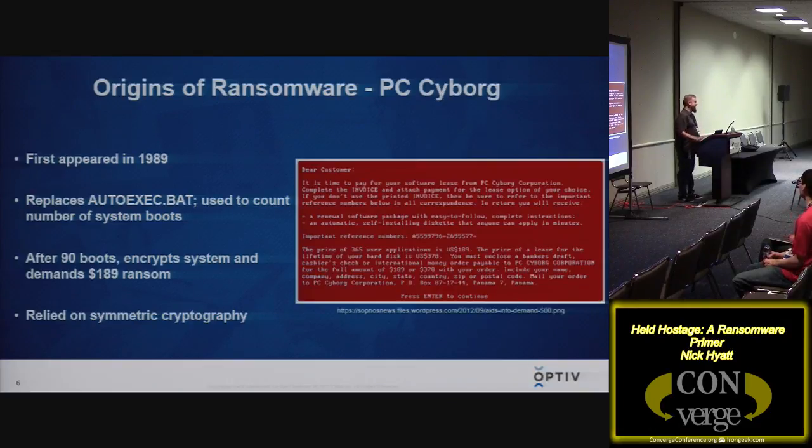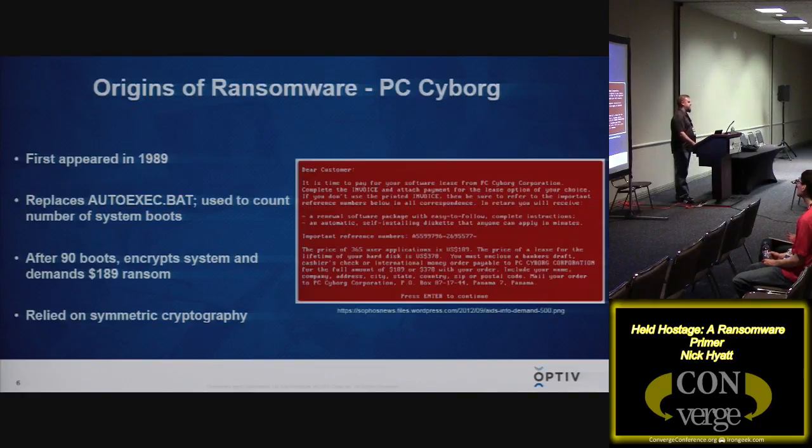So we have one hand. But it replaced autoexec.bat on a system, and it was used to count the number of system boots. And so once we get to 90 boots, it encrypts the system and demands $189 in ransom. For 1989, that's a fairly steep figure. I haven't done the conversion to modern money for inflation, but it's fairly steep.